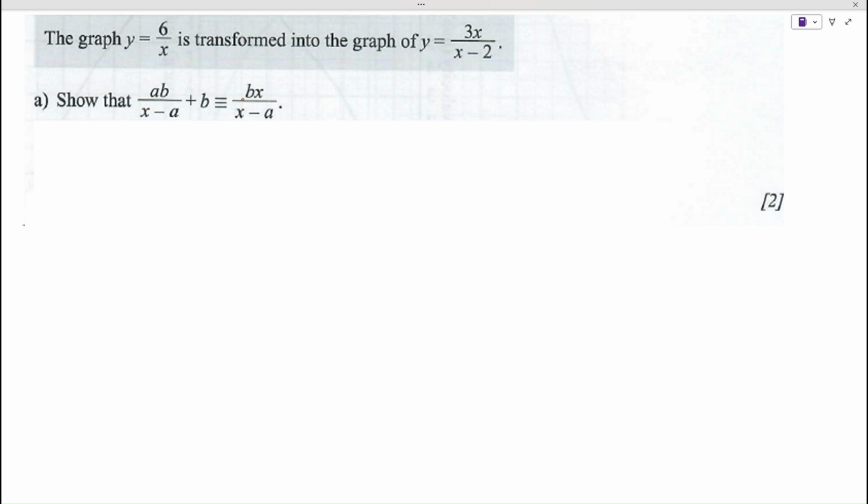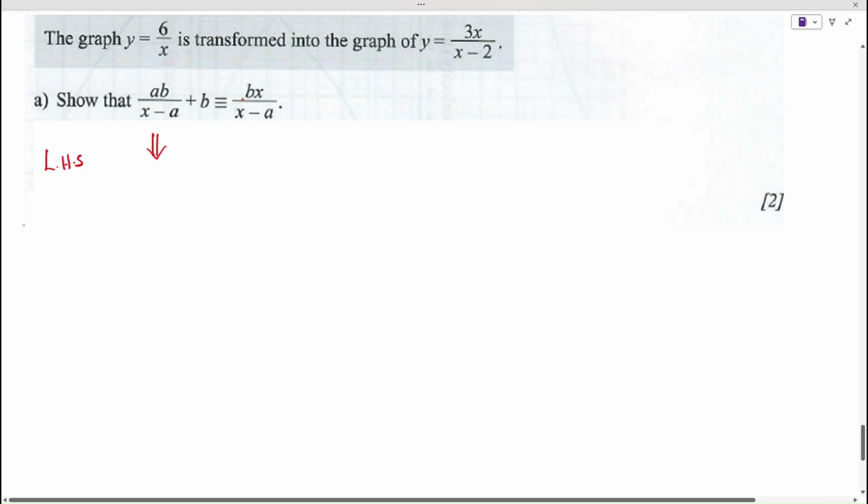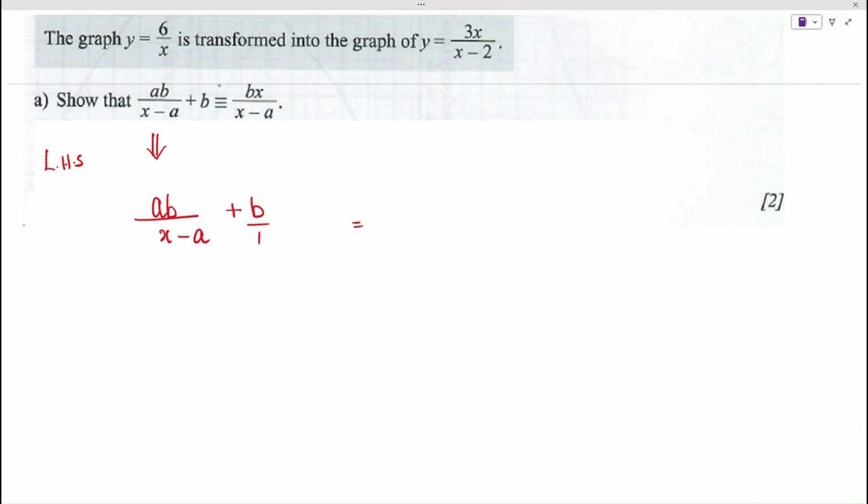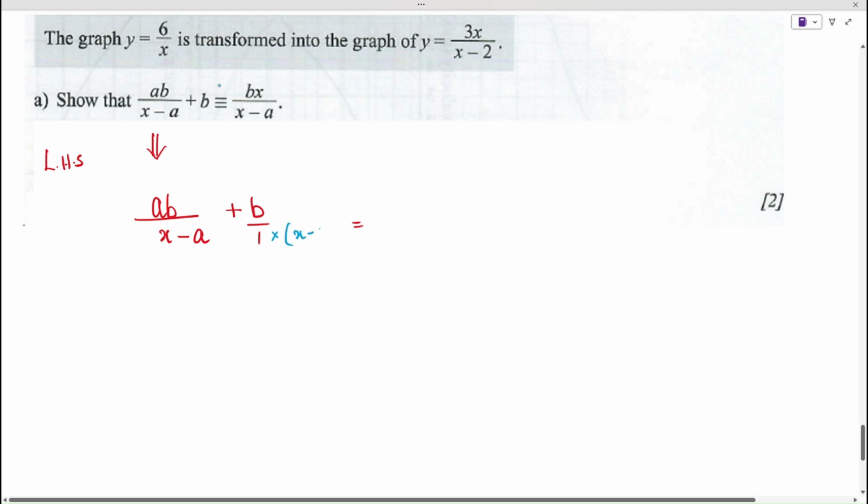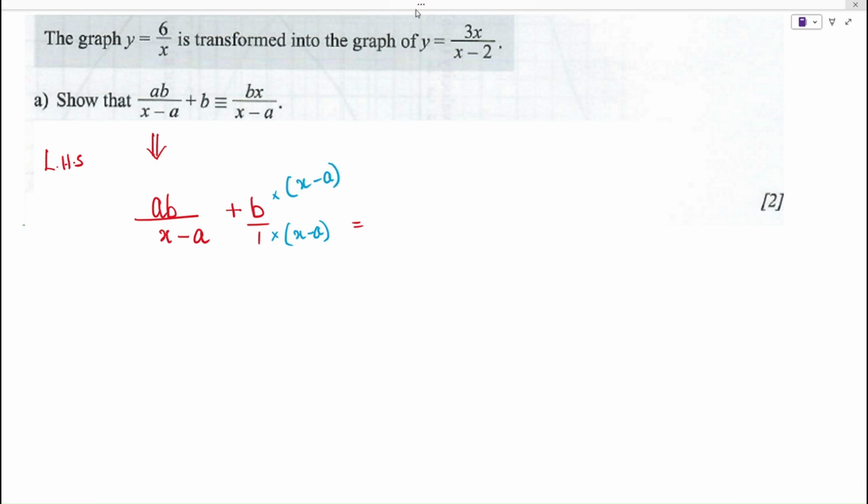So the first thing that we're going to do is, on the left hand side of our equation, make the denominators the same. So you have ab over x minus a, plus b. For b, we can write b as b over 1, and so we can multiply the numerator and denominator of the b part by x minus a. This makes the denominators the same for both fractions, and so we can join them together.